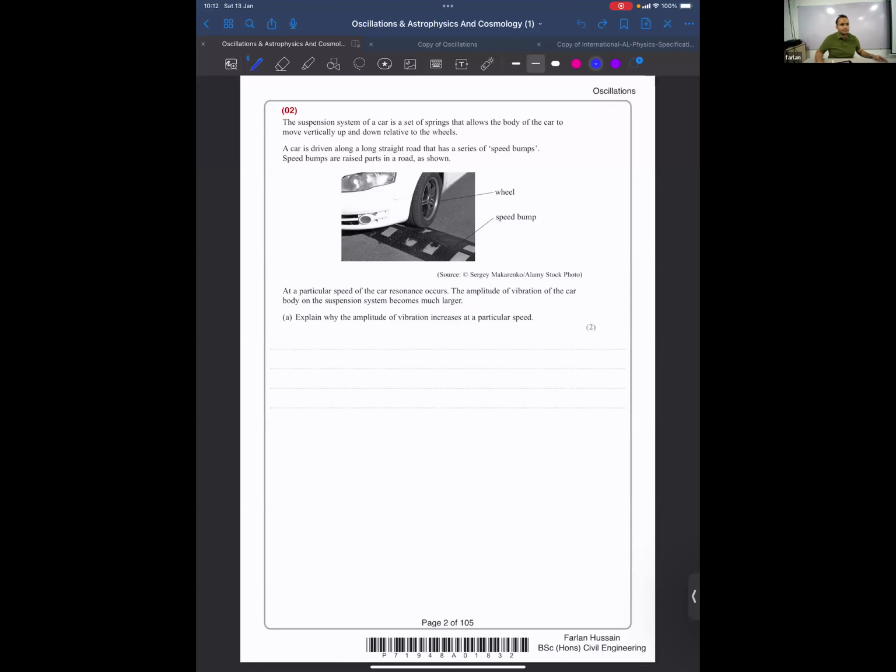At a particular speed, you can say the car body has a natural frequency. So when it is forced to vibrate at a particular speed, its natural frequency will be equal to the driving frequency. So the energy transferred to the body will be maximum, so it will be vibrating at maximum amplitude. So the car body has a natural frequency.